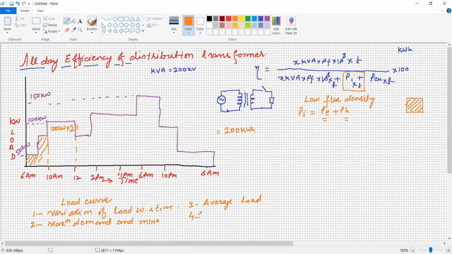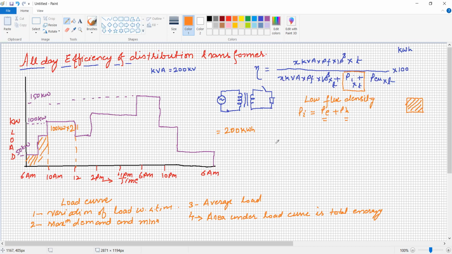Fourth point, which is again very important: the area under the load curve is the total energy. If it is a transformer, it is the total energy output of the transformer. If it is a generator, it is the total energy output of the generator. So this is the different information we can collect from the load curve.